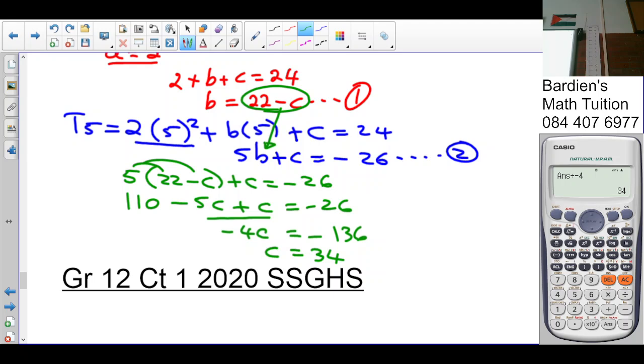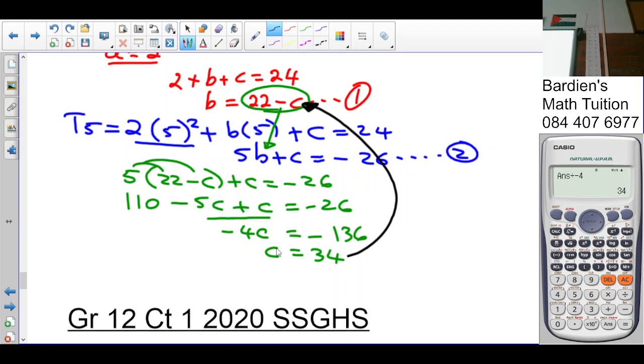So what do we still need to solve for? B. So what do I do with that? Substitute that back into equation 1. Now I know some of you would write "substituting equation" and all of those things, no? It's the same as what we have here. So now we say B is equal to 22 minus 34. What's 22 minus 34? Negative 12.